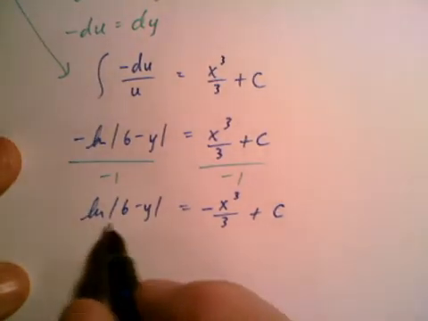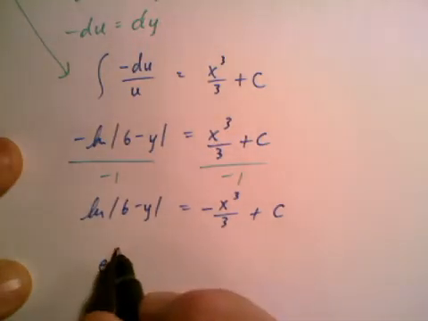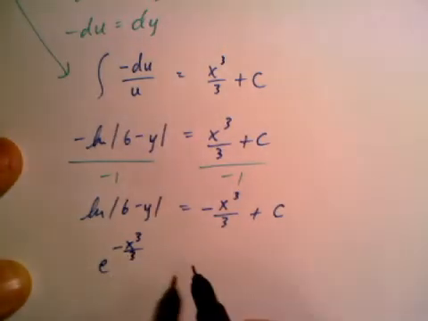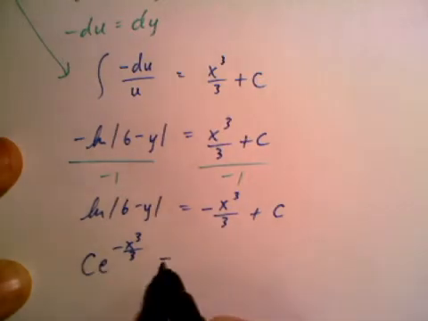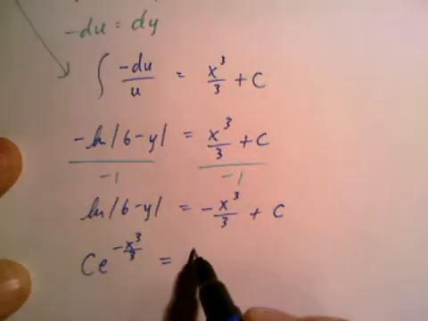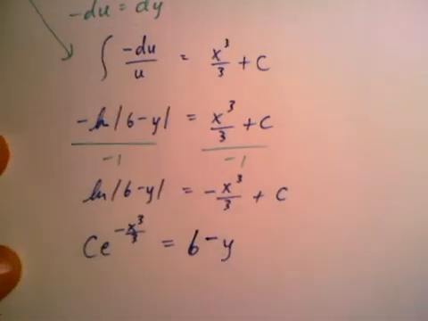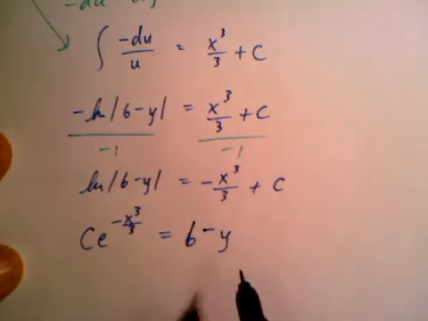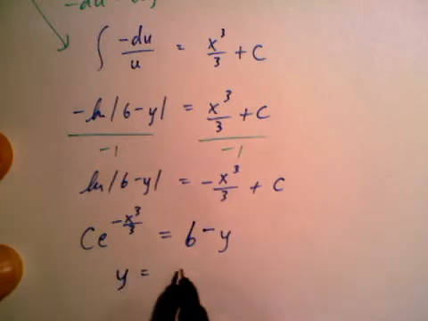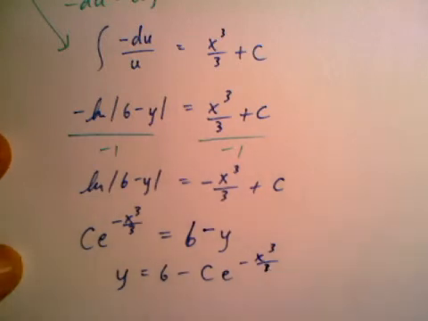And now we're able to convert this statement, which is a statement using logs, to a statement using exponents, or exponential functions. So e to the negative x cubed over 3, we're going to multiply by e to the c, which then turns into a c, and then we get 6 minus y. So we don't need the absolute value bars because we know the left side is never going to be 0 or negative. And let's bring the y over here, and we'll bring the c over to the other side, and we get that. But we have to use our initial condition.